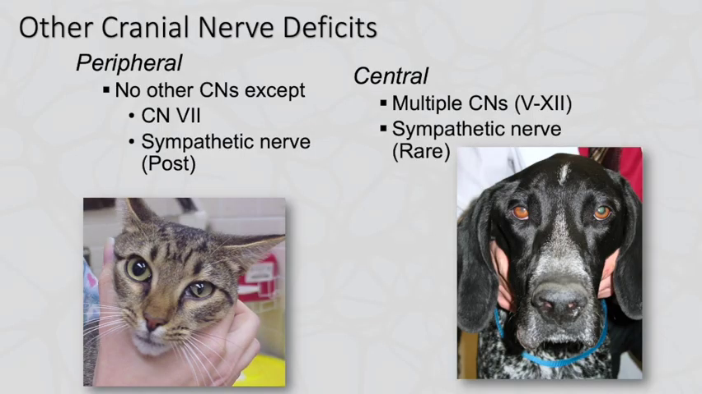Other cranial nerve deficits, if it's 7 or sympathetic, then that can be peripheral. If a patient has Horner syndrome with vestibular disease, it's almost always peripheral unless they have severe mentation changes. So if there's not a severe mentation change and we're seeing that, again, it's almost always peripheral. With central, of course, 7 can be affected along with other cranial nerves. And the picture on the right is just depicting a dog that has decreased muscle mass on the right side because there's also cranial nerve 5 involvement. So much more likely to be central in that patient.